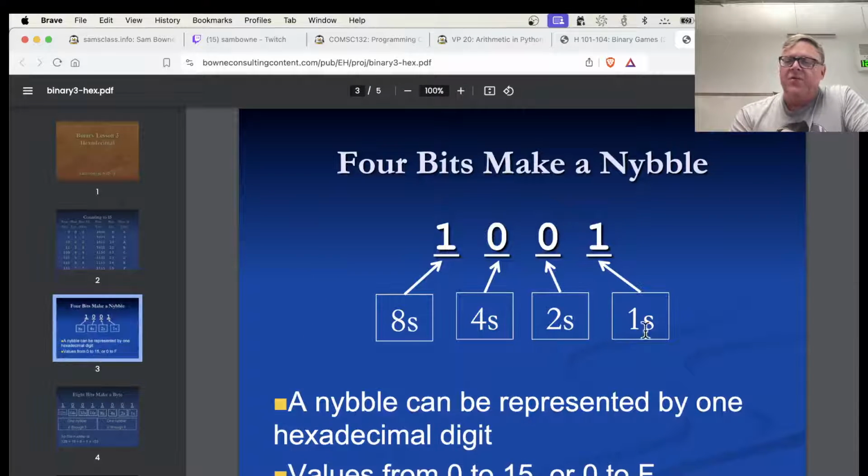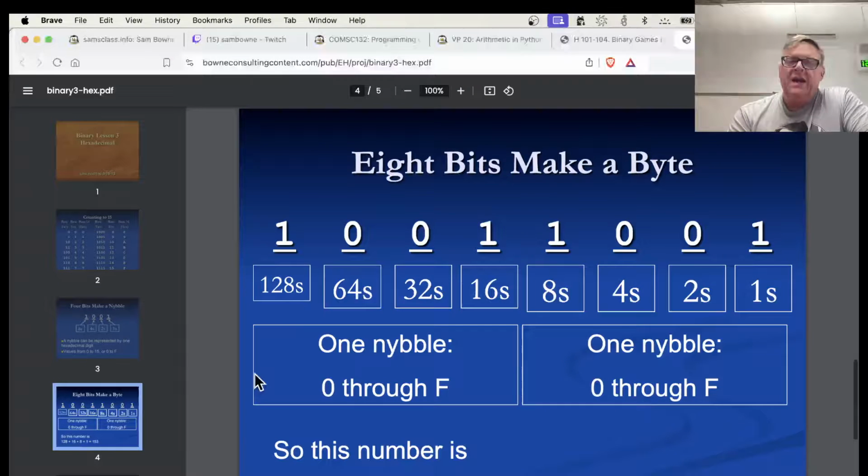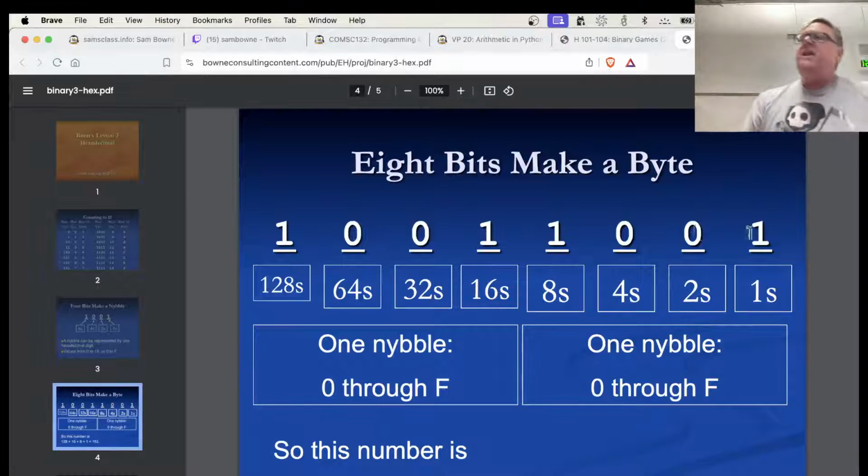So it works the same as before. You have 4 bits, 1s, 2s, 4s, and 8s. So this is 9, 8 plus 1, and nothing else. And what you do here is if you want to read an 8-bit number, you break it into 2 nibbles, and you turn each nibble into a hex digit. So this is 9, and this is also 9. Now if you do it the old-fashioned way, the way we did it last time, you'd add up 128 plus 16 plus 8 plus 1, and that'll get you the right answer, but this is difficult to do. I can't do that kind of addition in my head very easily or very fast, and you don't need to.